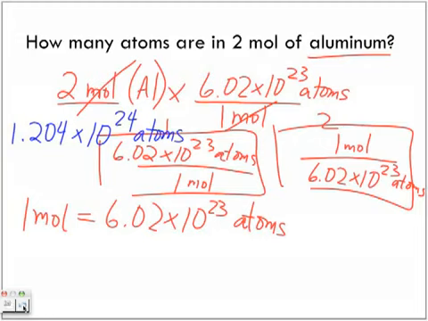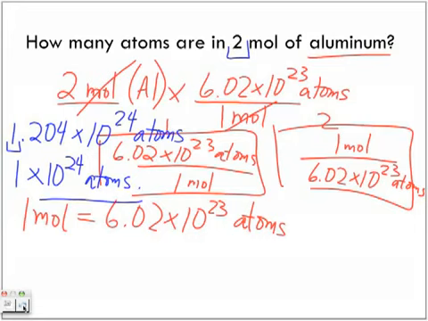But now, what is the least number of significant digits in my question? One significant digit. So this is the one we need. So my answer is 1 times 10 to the power of 24 atoms. We haven't talked about significant digits in a while. Please make sure you remember them.